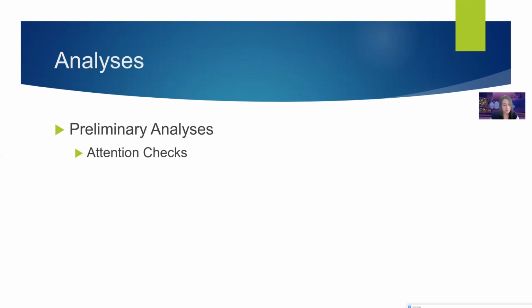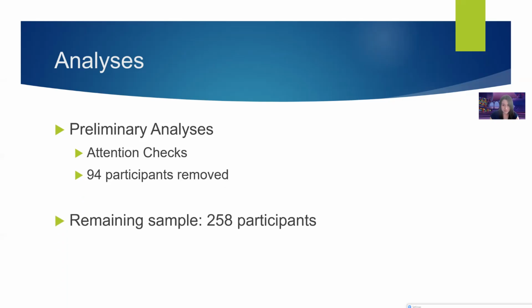So we first examined participants' responses to the attention checks, and we removed those who answered 66% incorrectly, so 2 or more of the 3 incorrectly, which resulted in 94 participants being removed, and this left us with a remaining sample of 258 parents.